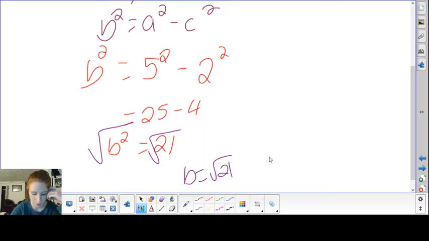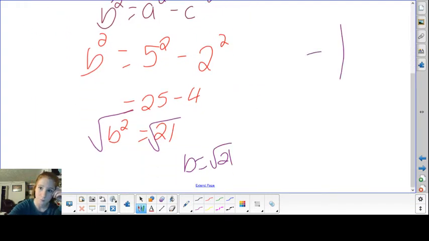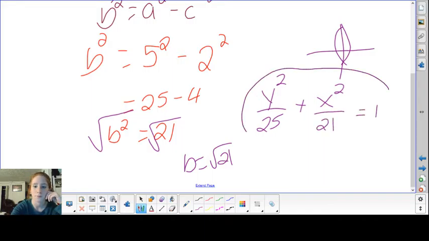Because my a and my c are in the y value, I'm going to go this way. I have y squared over my a squared value, which is 25, plus x squared over b squared, which is 21, is equal to 1.